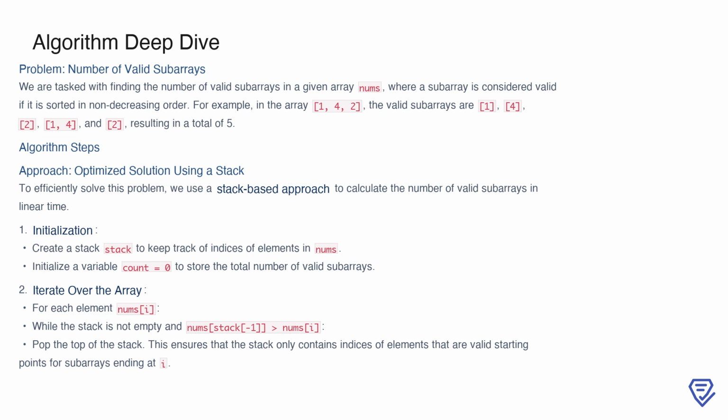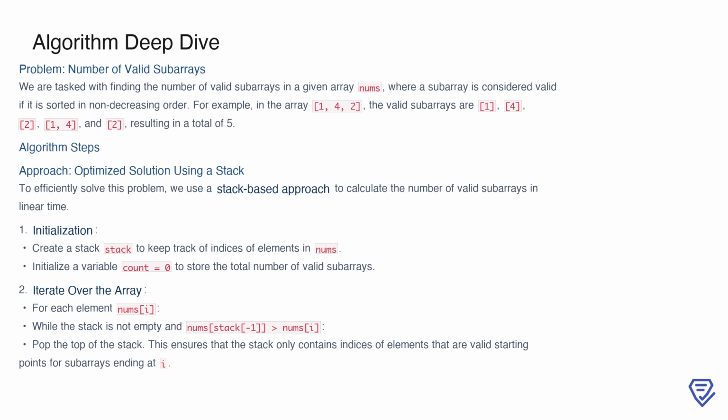In this problem, we aim to determine the number of valid subarrays in a given array, where a subarray is valid if it is sorted in non-decreasing order. For example, in the array 1, 4, 2, we have 5 valid subarrays: 1, 4, 2, 1 4, and 4 2.